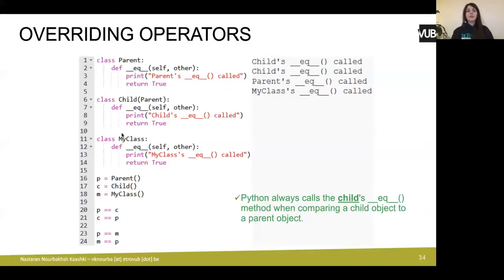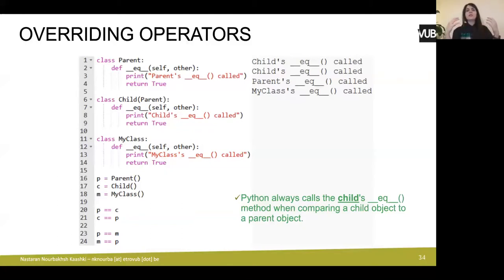But between the parent class and my class, the instances of these two classes, if I compare P and M, the left one will be called first, the parent's, and between these two, the EQ function of my class will be called, which is again the left one. So if there is not any inheritance relationship between the instances, always the EQ function of the left one will be called.